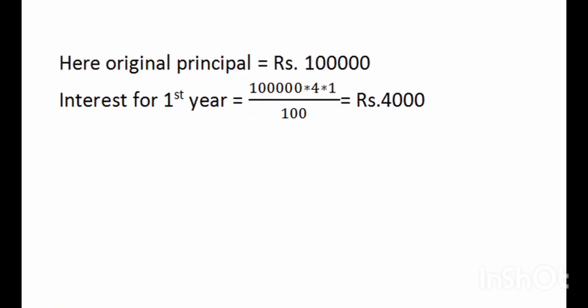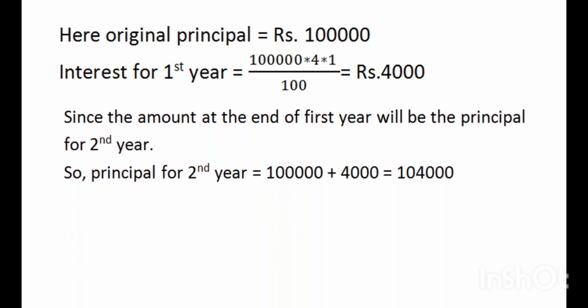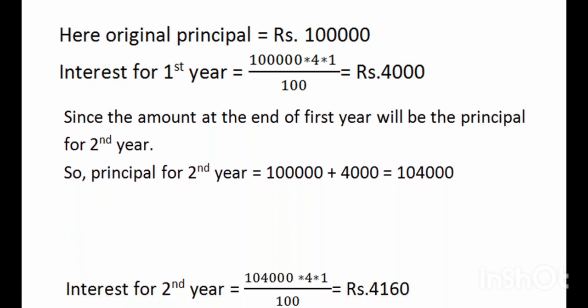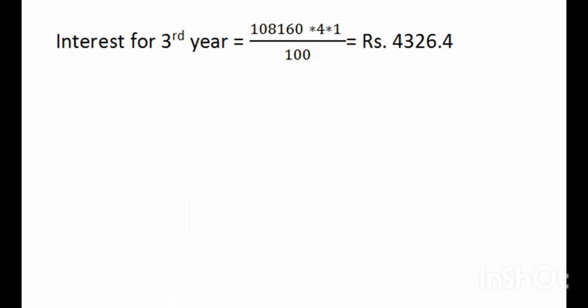Solution: the original principal is 1 lakh, so the interest for first year is 4,000, and the principal for second year is 1 lakh 4,000. Once we calculate interest for second year, which is 4,160, and carry down the principal for third year, which is 1 lakh 8,160. Interest for third year is 4,326.4. I hope you understood everything. You can understand because the past three problems' steps are only continuing. Just you have to do the arithmetic calculations. Nothing difficult in this. You can do it.